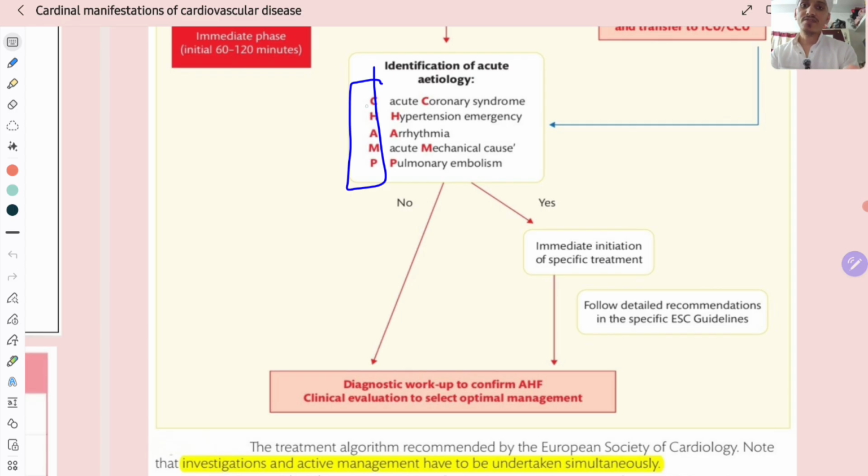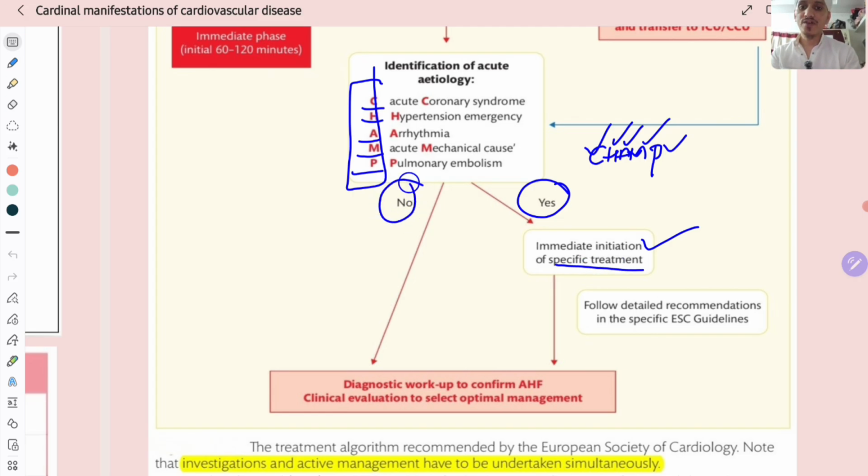How? CHAMP: C for coronary syndrome, H for hypertension emergency, A for arrhythmia, M for mechanical cause like some ventricular hypertrophy or some valvular disease, P for pulmonary embolism. So CHAMP is an easy mnemonic to remember to evaluate the cause of acute heart failure. Now, if any cause is found, you immediately initiate specific treatment for that.